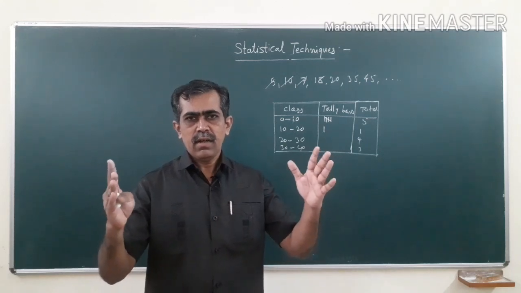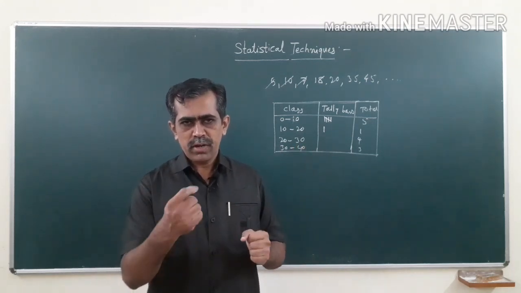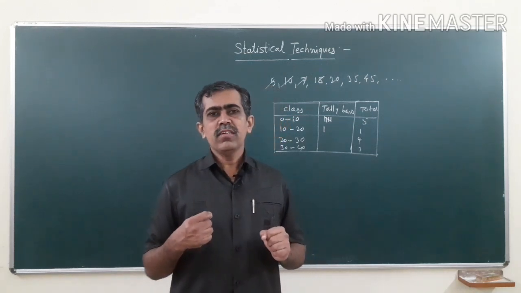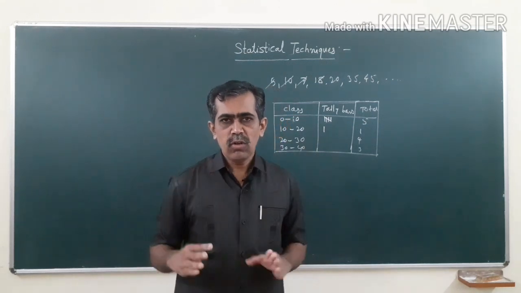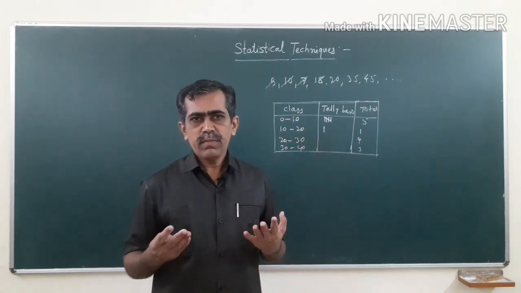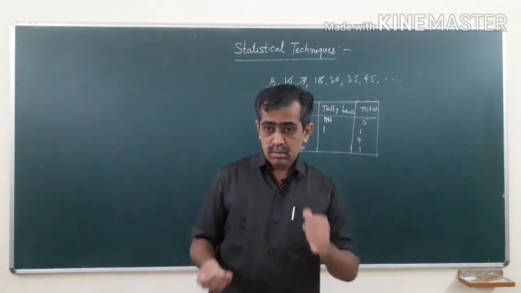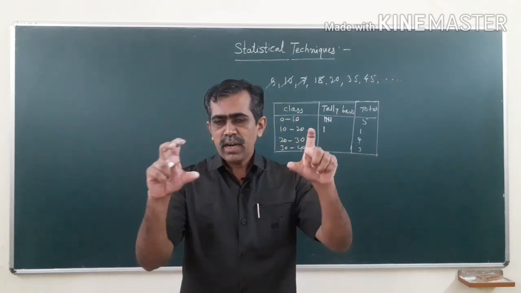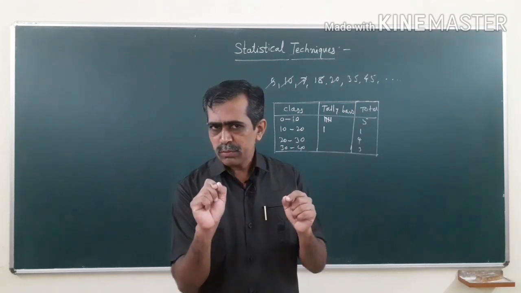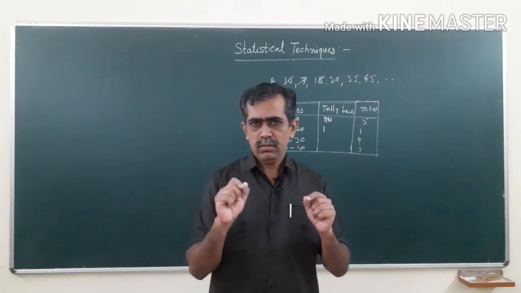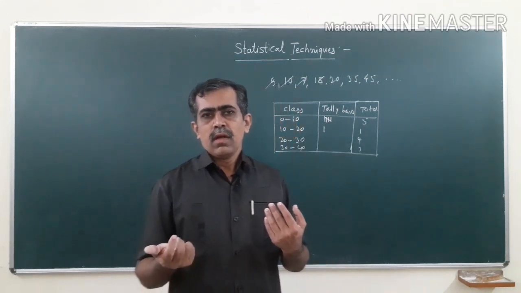I have collected 100 such numbers of 100 students, and now I want to find what is the performance of the class as a whole. Then what do I have to do? How do we find the average? Your percentage of marks, how is it calculated? We add all the marks of the subjects and we divide by the total number of subjects. So that is the average or arithmetic mean we used to calculate.